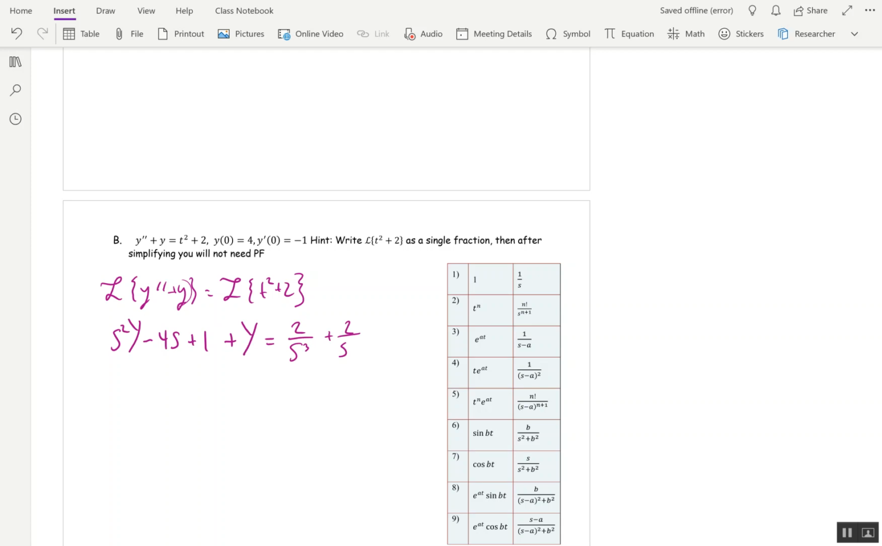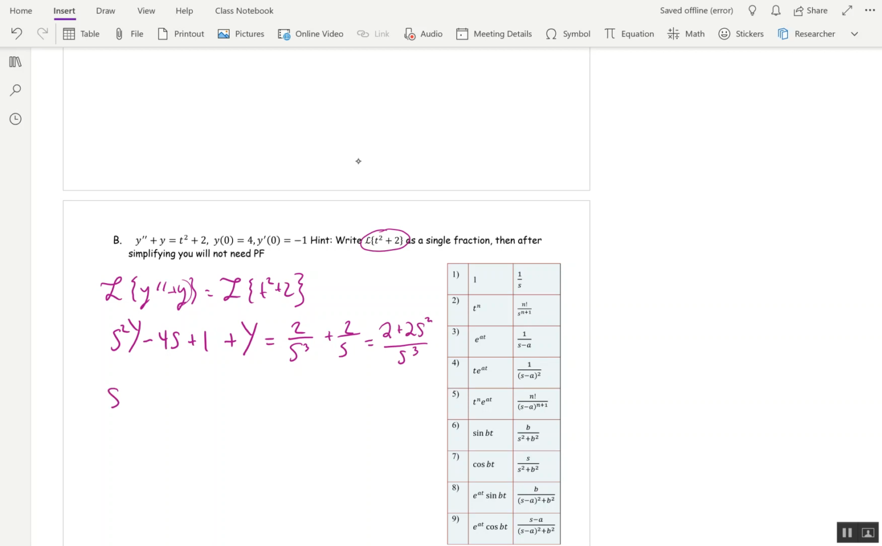Now the hint is if we write L of t squared plus 2 as a single fraction, then we're not going to need to use partial fractions. So let's take that hint and write that as 2 plus 2s squared over s cubed. Now I'll be able to pull a 2 out in a minute and cancel the s squared plus 1.